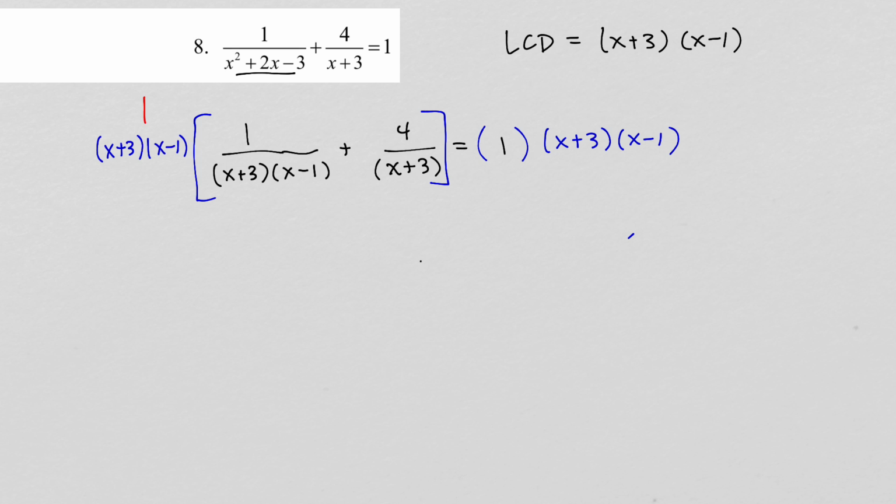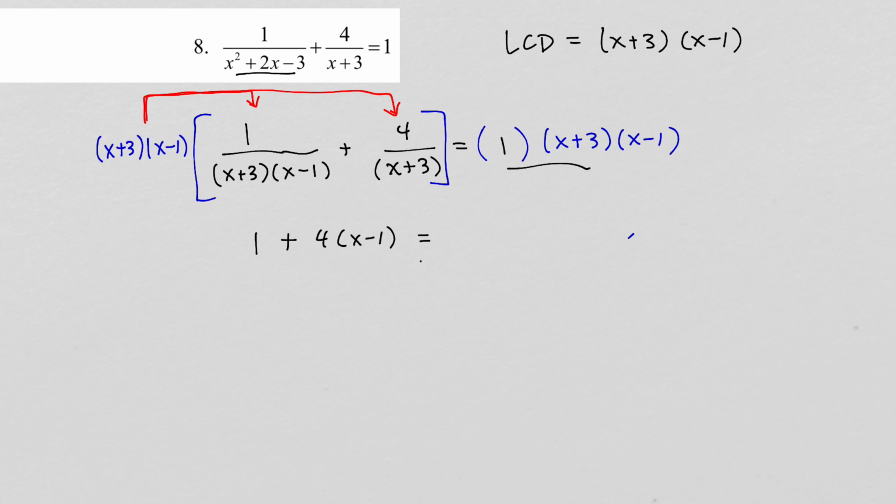Now, when you multiply this to here, this is going to cancel out, leaving you with just 1. When you multiply it to here, x plus 3 will cancel, but you will have x minus 1 multiplied by 4 left over.